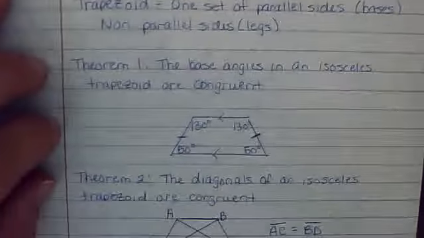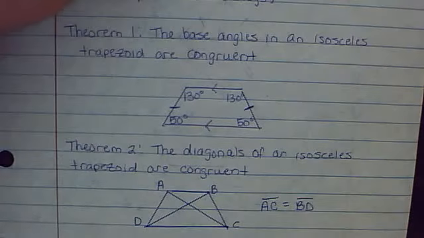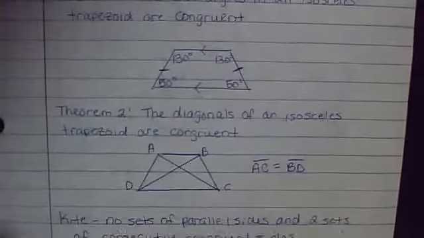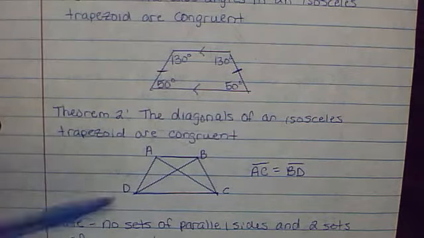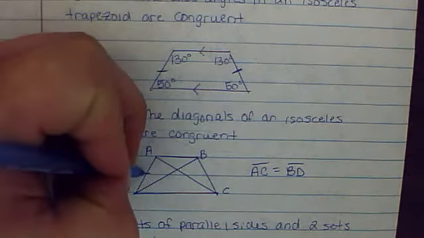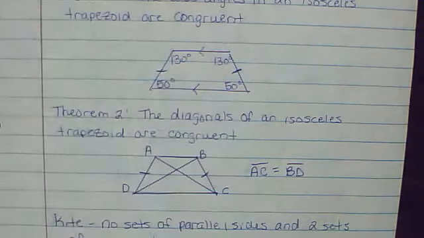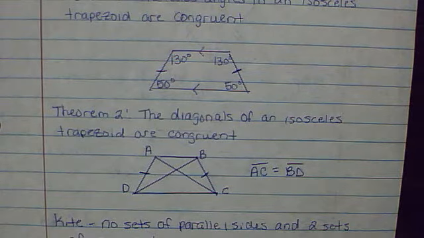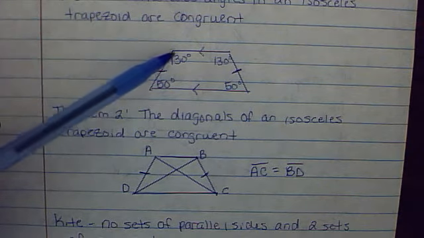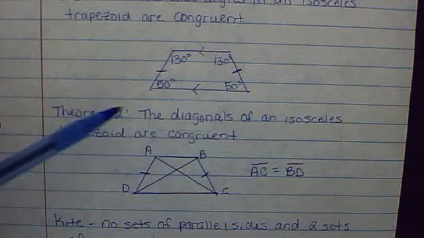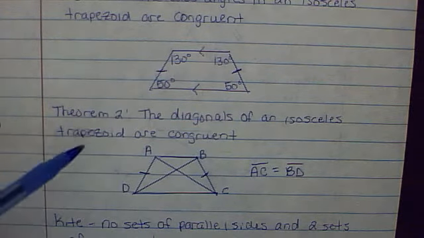Now the second theorem states that the diagonals of an isosceles trapezoid are congruent. So I have my trapezoid here. It's an isosceles trapezoid, so I need to go ahead and make these markings on the legs to prove that. Now as I draw these diagonal lines from A to C and from B to D, the value of these lines are the exact same. This mainly comes from the fact that they're being divided from these parallel lines and from these congruent angles.